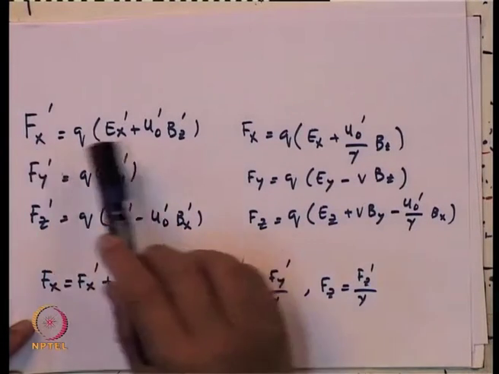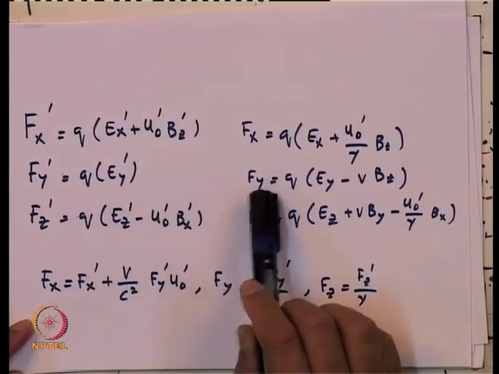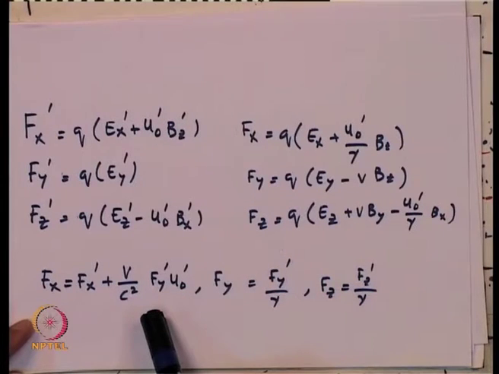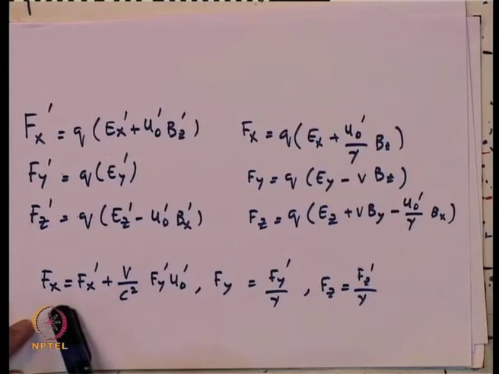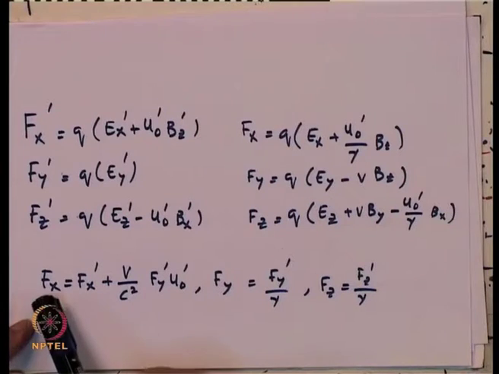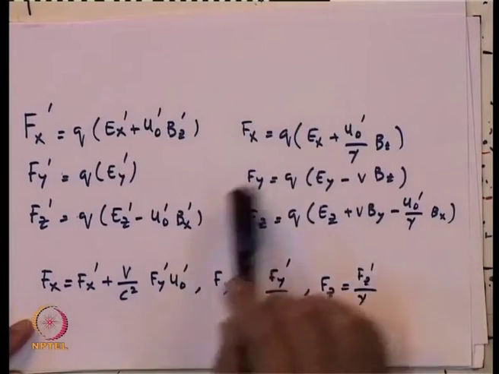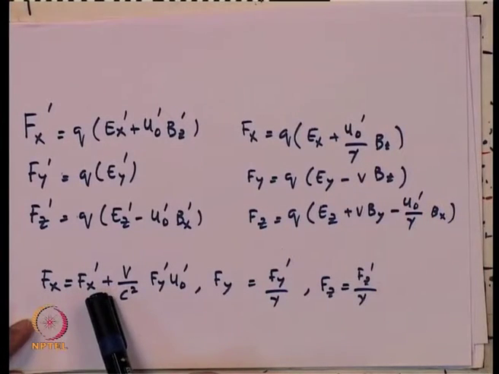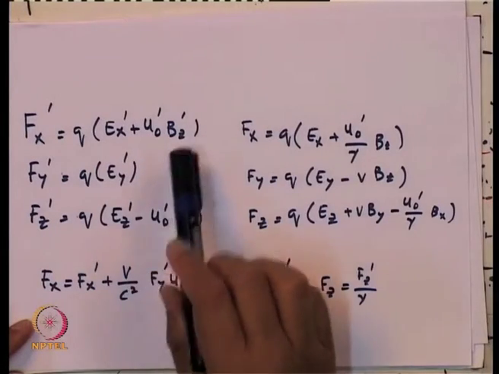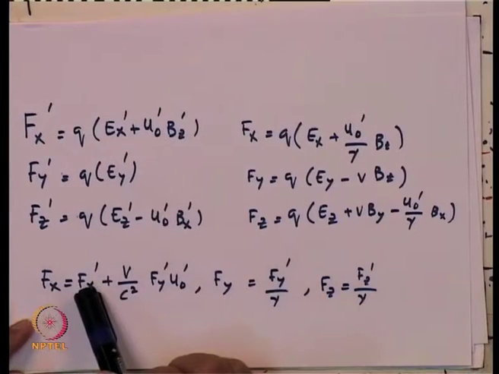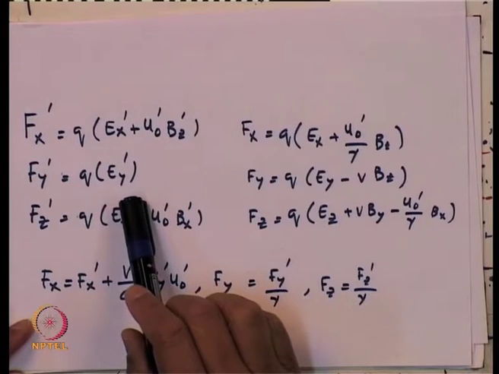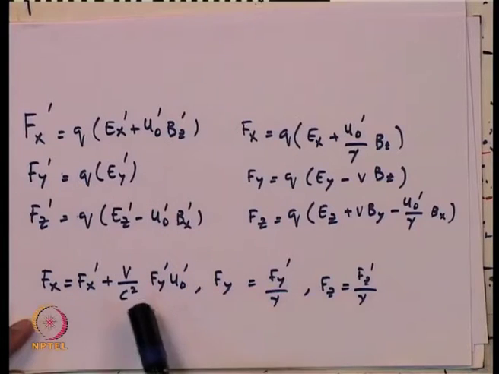We have already evaluated Fx prime, Fx, Fy prime, Fy, Fz prime, Fz. All we have to do is substitute in these equations. So, let us first take only the x component of this equation. Substitute this value of Fx here, which is q Ex plus u naught prime by gamma Bz. Fx prime is equal to q Ex prime plus u naught prime Bz prime. Then there is Fy prime, for which we put q Ey prime. So, I substitute these things in this particular equation and let us see what we get.